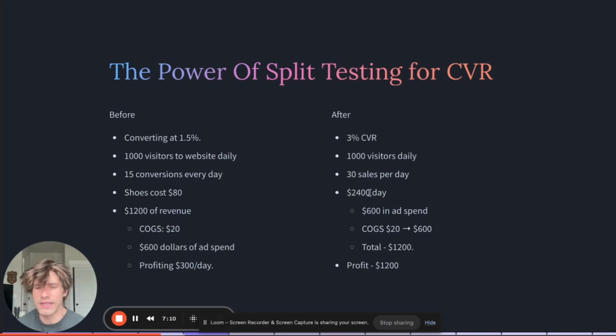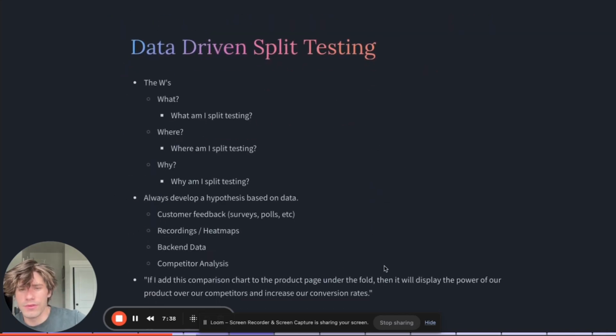So by simply bringing his conversion rate or her conversion rate from 1.5% to 3%, they've now 4x'd their profit. Putting $1,200 a day in your pocket sounds a whole lot better than $300 a day. I don't know about you, but it does to me. So that's the power of split testing for conversion rate, which typically is going to be the main metric that people are split testing for. So let's keep moving forward here.